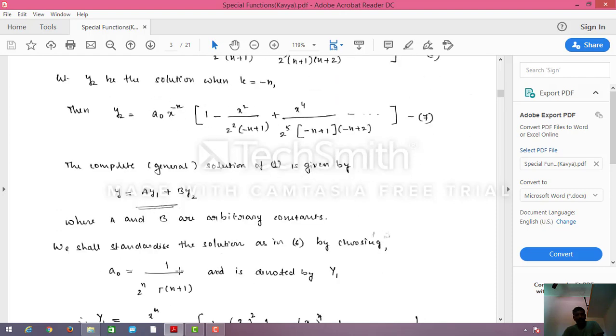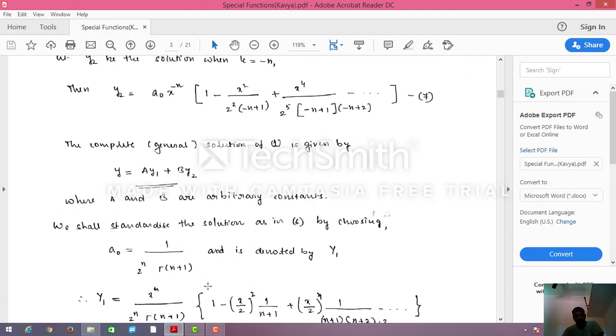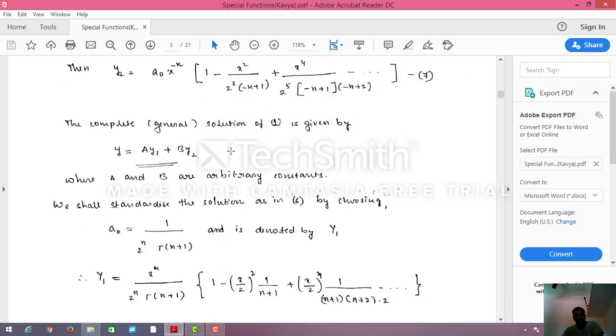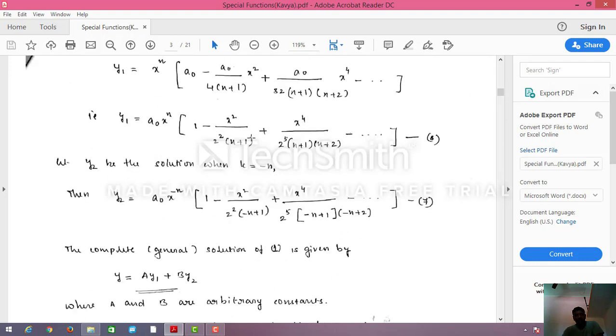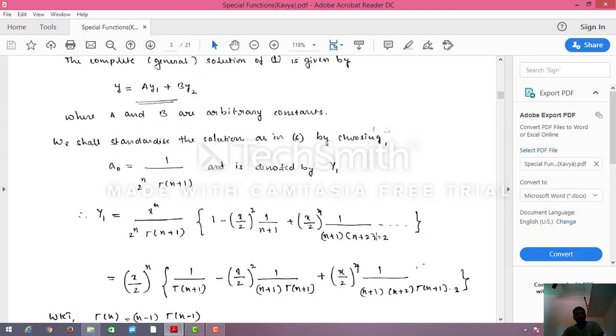That one I multiplied x power n into 2 power n divided by gamma of n plus 1, into 1 minus... I substituted 1 minus, this will be arranged in this form, (x/2)^2 into 1 divided by n plus 1, plus (x/2)^4 into 1 divided by (n plus 1)(n plus 2) into 2. Here actually 5 was there. Here I have written 2 power 4, 1 2 separately I have written here, and so on.